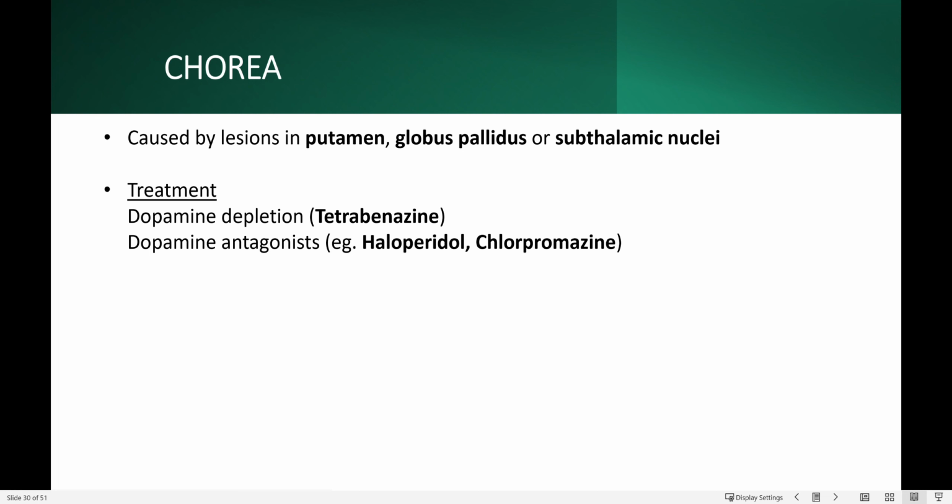The lesions in chorea can be in the putamen, globus pallidus, or the subthalamic nucleus. The treatment is basically directed towards dopamine depletion with agents such as tetrabenazine, or dopamine antagonist therapies such as haloperidol or chlorpromazine.